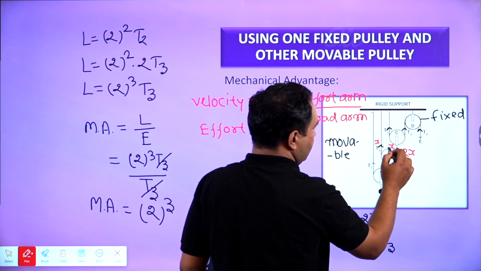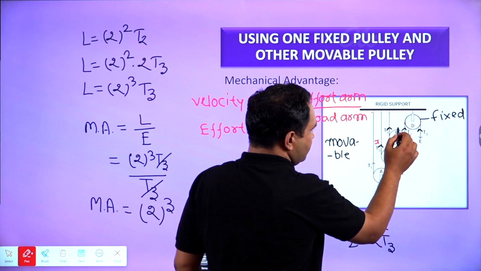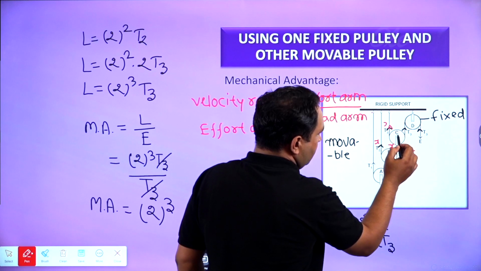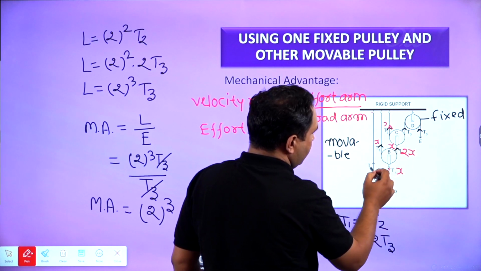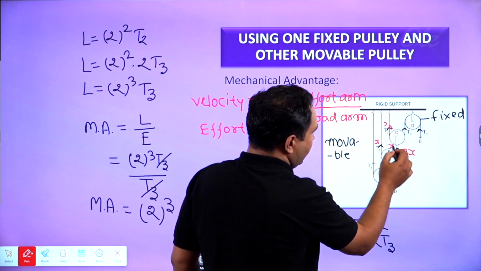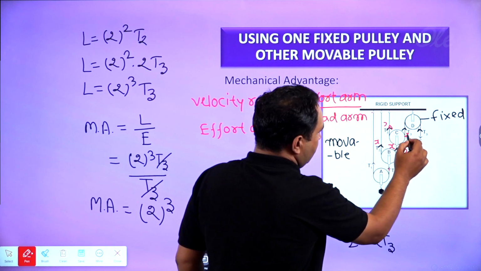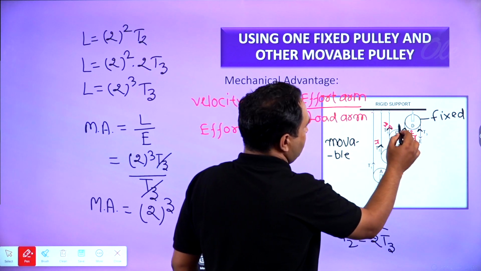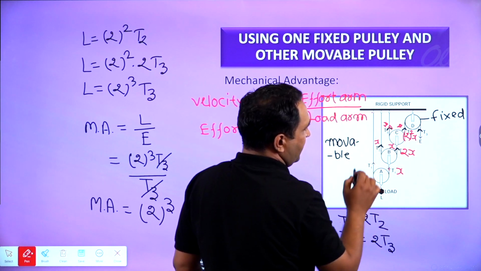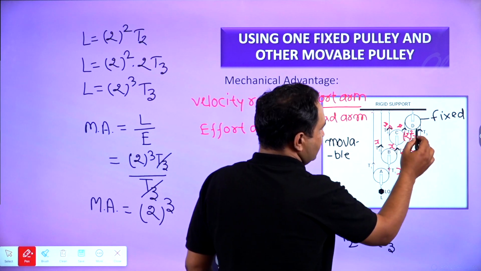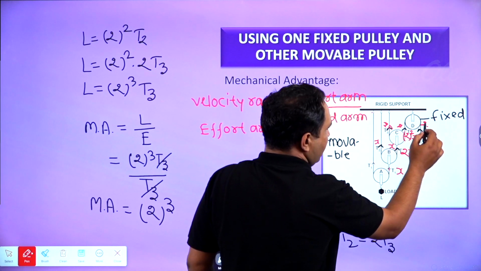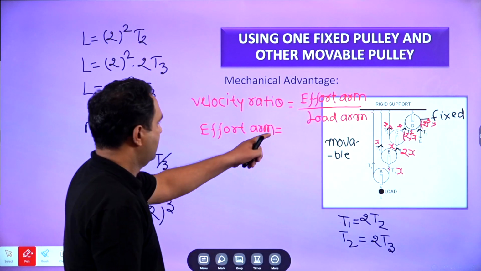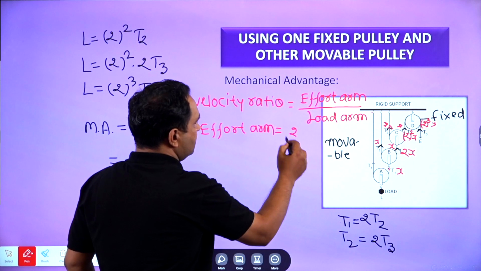Again, at this pulley, the displacement will be x, 2x, 2 to the power 2 x, right? Since here will be 2x and 2x, the total will be 2 to the power 2 x, and the total displacement will be 2 to the power 3 x here. So the effort arm will be 2 to the power 3 x.